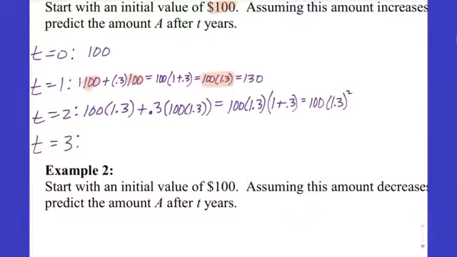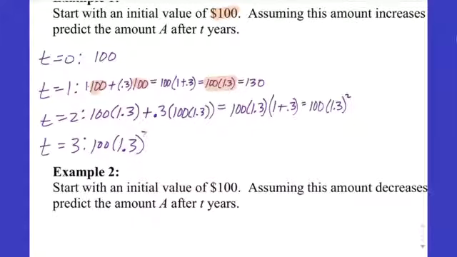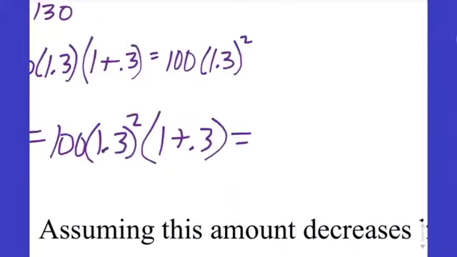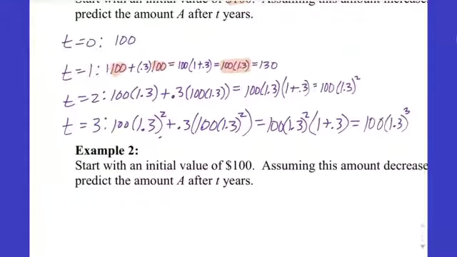At the end of year 3, I'm going to have everything I had before, which is 100 times 1.3 squared, plus another 30% of that. So another 30% of 100 times 1.3 squared. If I then factor out the 100 times the 1.3 squared, I'm left with 1 plus 0.3. And look what we have now. Now I have 100 times 1.3 squared times another 1.3, which gives us 1.3 cubed. Do you see the pattern emerging?